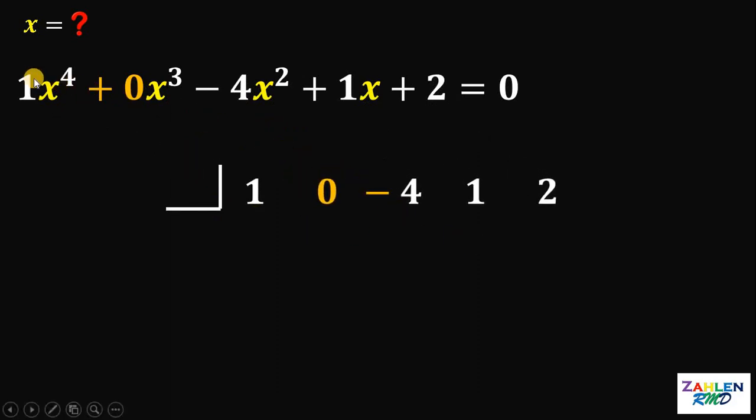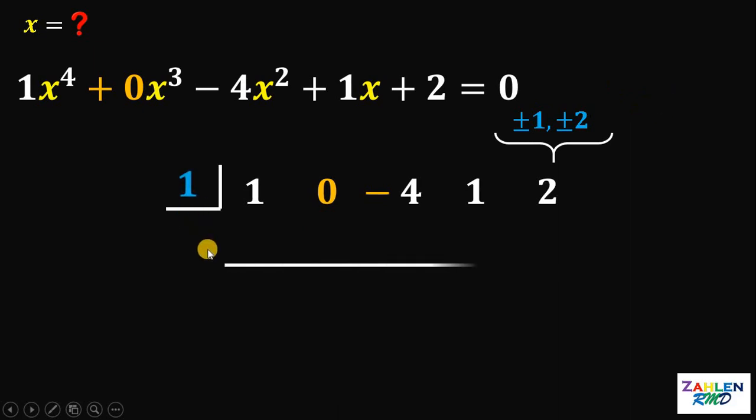Since it is a monic polynomial, what we're going to do is get the factors of the constant. We have the constant of 2, and the factors of 2 are positive and negative 1, and positive and negative 2. Thus, we have 4 possible choices to put in this half box. So our first choice will be 1.